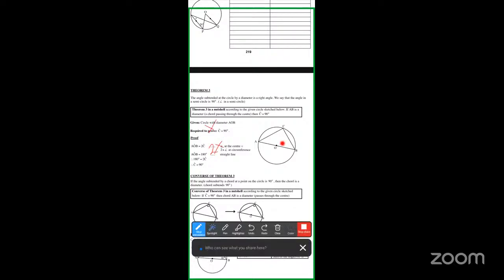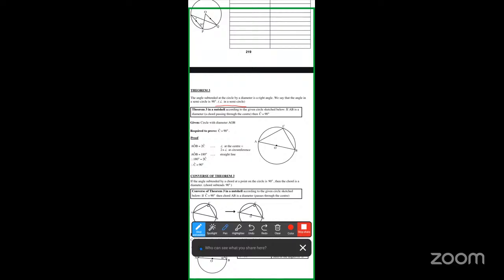They say the angle subtended at the circle by a diameter is a right angle. We know what the right angle is. It's a 90 degrees angle. We say angle in a semicircle, that's our reasoning for this theorem. Remember what semi is? It's half. So angle in half of a circle, angle in a semicircle, is our reason.